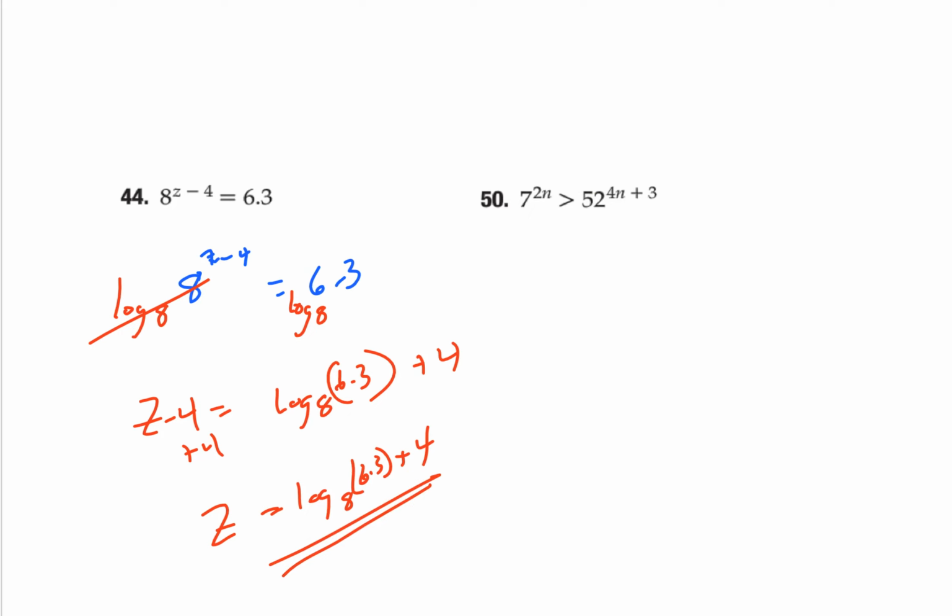This one's a little messy. Let's do another one a little more basic first. Let's say I gave you 3 to the 2z equals 10, right? Again, bases cannot match.